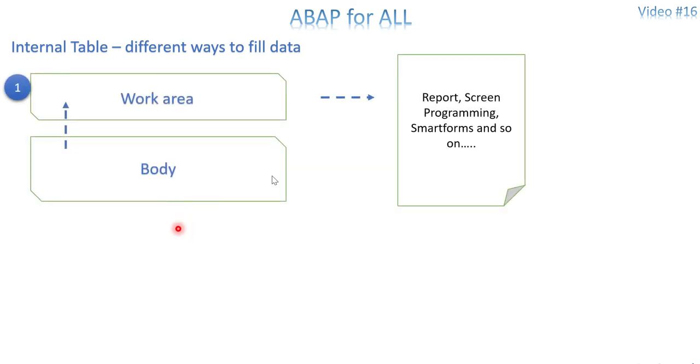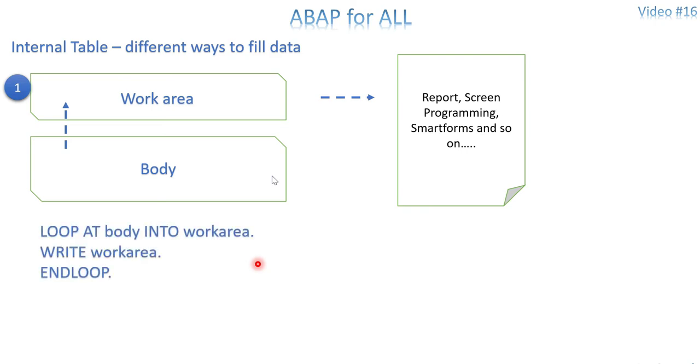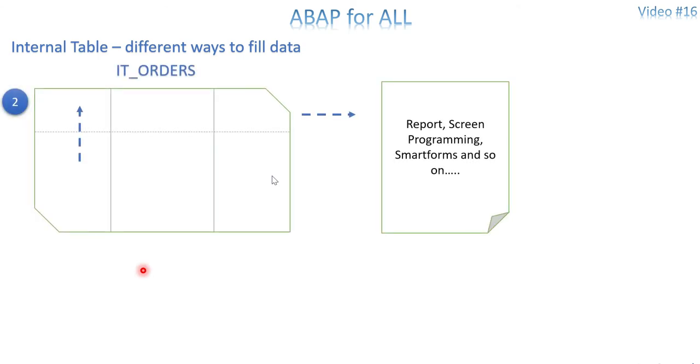Another option: how to read the information from body to work area and work area to report or screen. I already mentioned that loop and read table are possible. So for the first way, where you design the internal table with independent work area and body, you mention loop at body into work area, write work area, end loop. It's not only write, other things as well. A simple example is write work area.